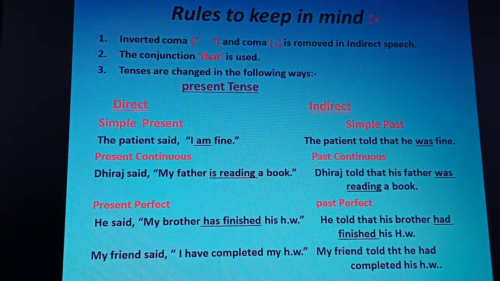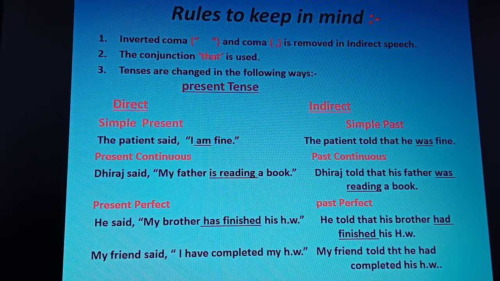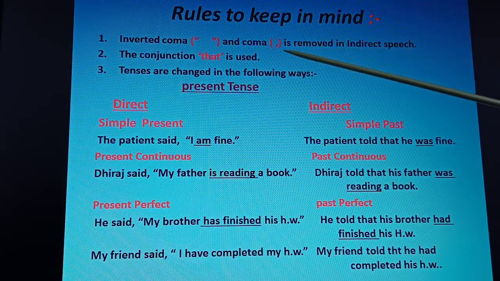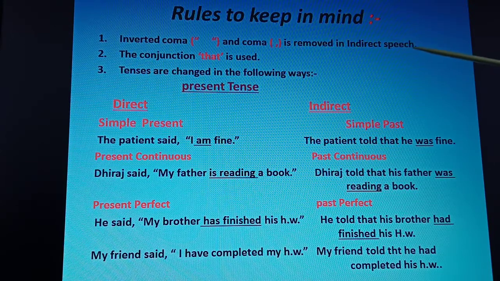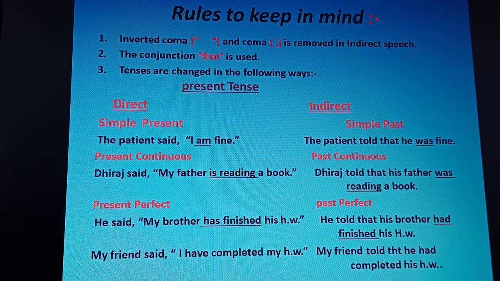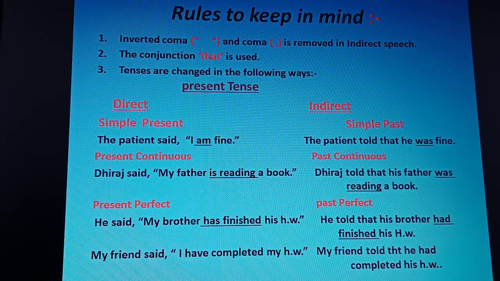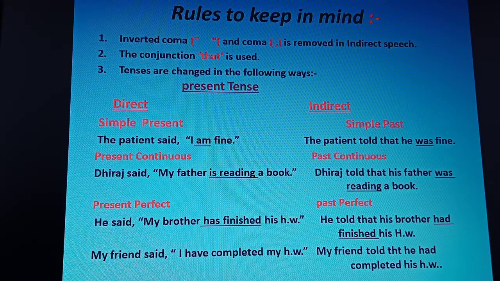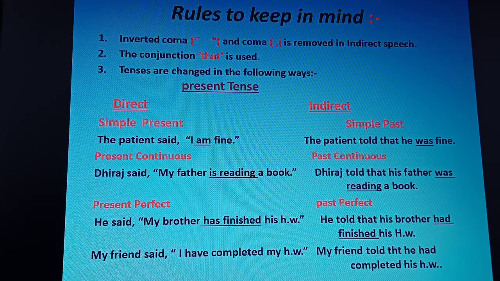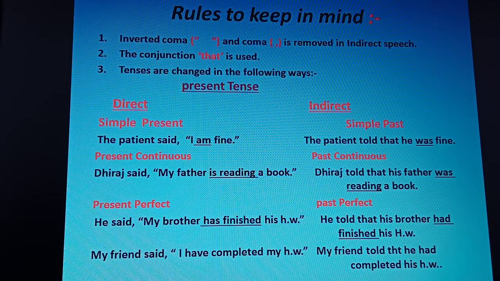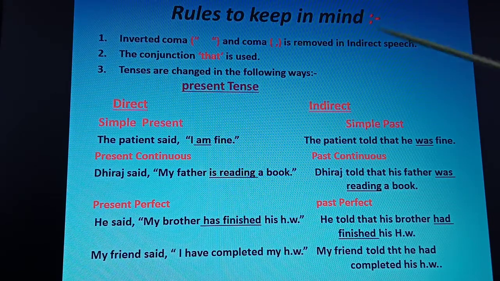Yes. Certain rules to keep in mind. I told you already. See, the inverted comma and comma are removed in indirect speech. When you have to change from direct to indirect speech, the first rule you have to remember is there will be no comma and no inverted comma. If I see inverted comma and comma in your answer paper, then even if the sentence is correct, you don't get marks. Clear?